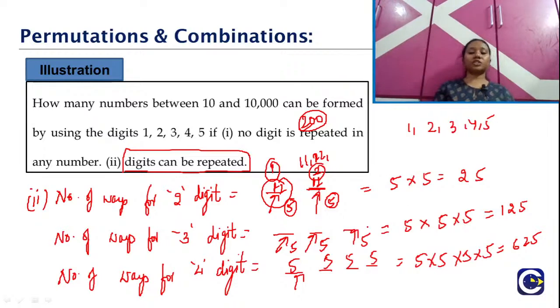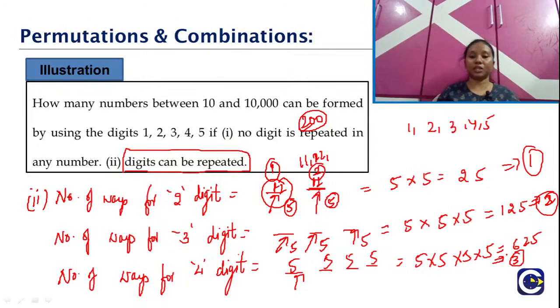So now if you check, here we are having three experiments. The number of ways for 2-digit is experiment 1, the number of ways for 3-digit is experiment 2, and the number of ways for 4-digit is experiment 3, for example. Right. So for this, the total number of outcomes is 25. For experiment 2, the total number of outcomes is 125. And for experiment 3, the total number of outcomes here is 625.